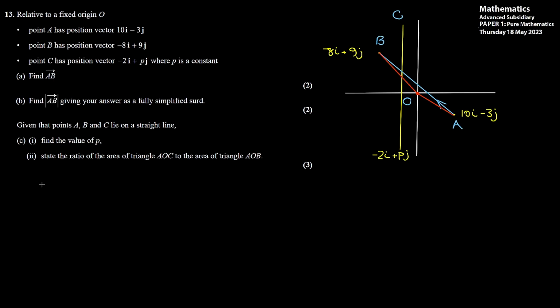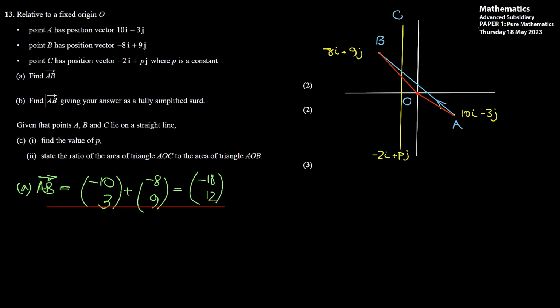So writing that down, and I can do this in column vector notation. So first of all, the negative versions of the position vector A plus the positive coefficients of the position vector B. And this is equal to negative 18 and 12. And that's your answer to part A. Oh yes, if they did want it in ij notation, this is equal to negative 18i plus 12j. For completeness, there's the answer again.